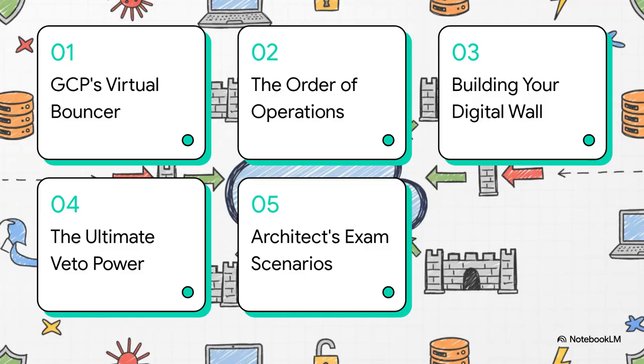Here's how we're going to tackle this. First, we'll get the core concept down with a simple analogy, the virtual bouncer. Then, we'll get into the real nitty-gritty, the order of operations. After that, we'll see exactly how you build these rules, piece by piece. We'll also cover the ultimate veto power that can override everything. And finally, we'll put it all together with some classic exam scenarios you're almost guaranteed to see.